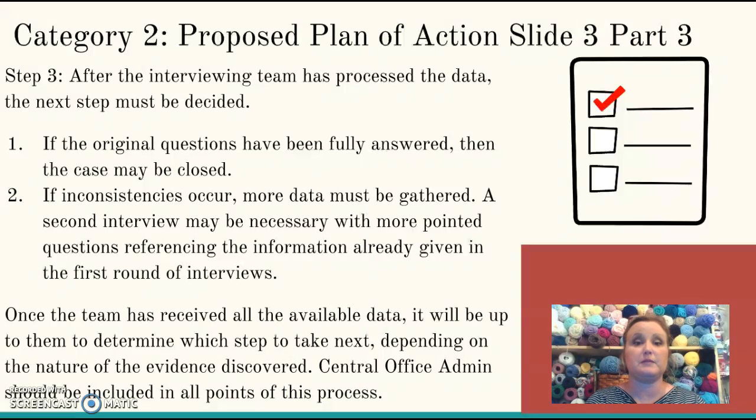If the original questions have been answered, then the case may be closed. But if there are inconsistencies or concerns, it is now time for them to formulate a new plan, either by more interviews or discussions with central office as to what to do next.